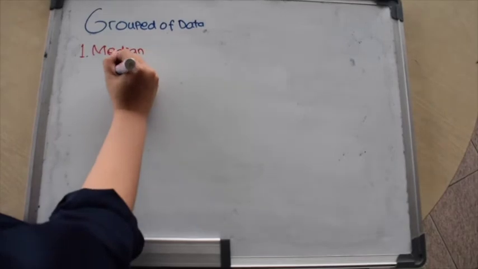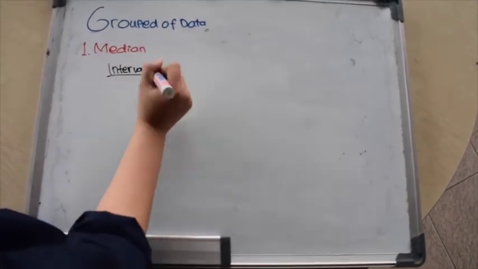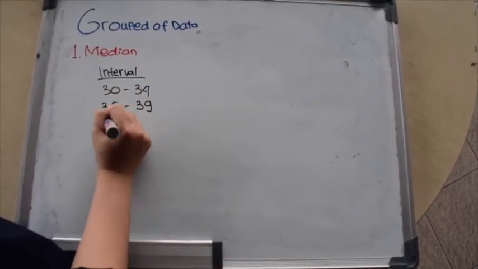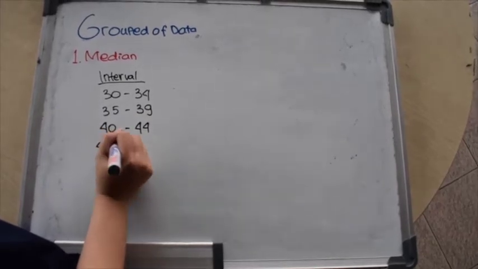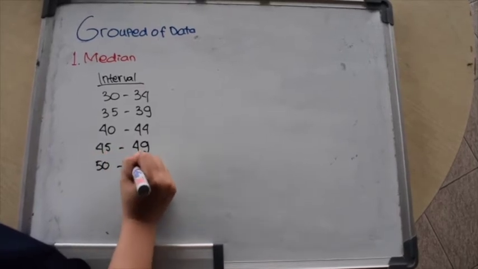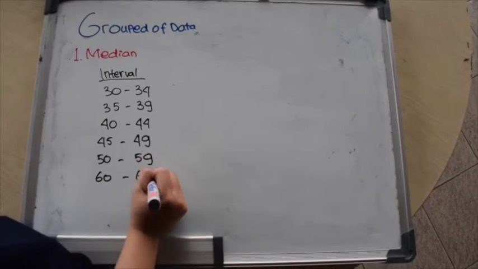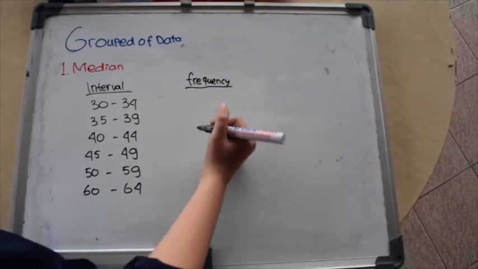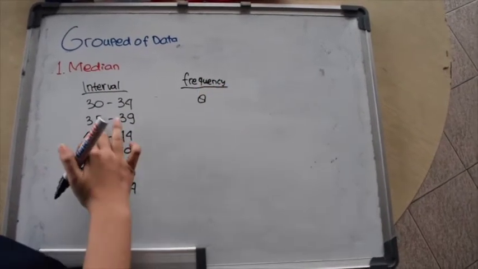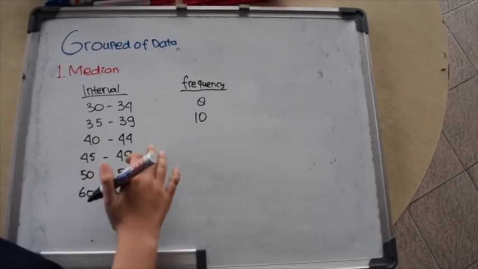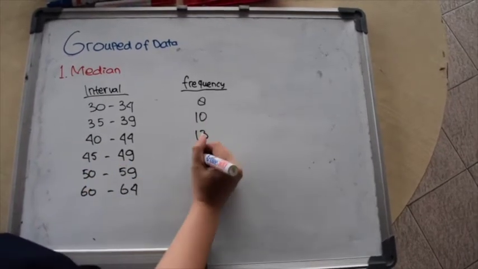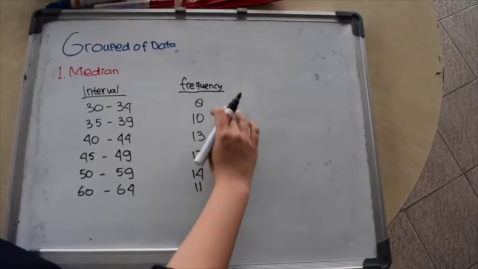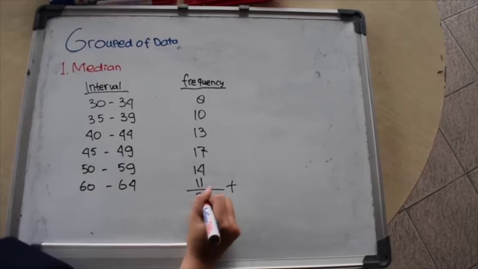Next, I want to explain the data from students ranging from elementary school to junior high school. The class intervals are 30 to 34, 35 to 39, 40 to 44, 45 to 49, 50 to 54, and 55 to 59, and 60 to 64. For the frequencies: 30 to 34 is 8, 35 to 39 is 10, 40 to 44 is 13, 45 to 49 is 17, 50 to 59 is 14, and 60 to 64 is 11. All of the frequencies summed give 80.